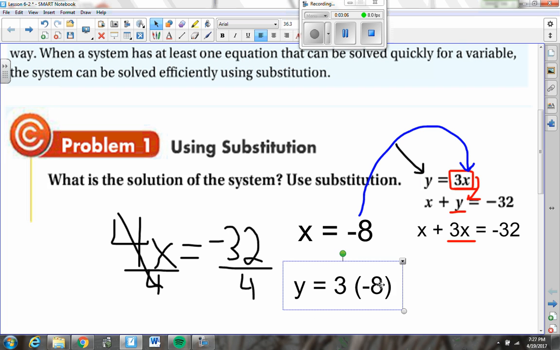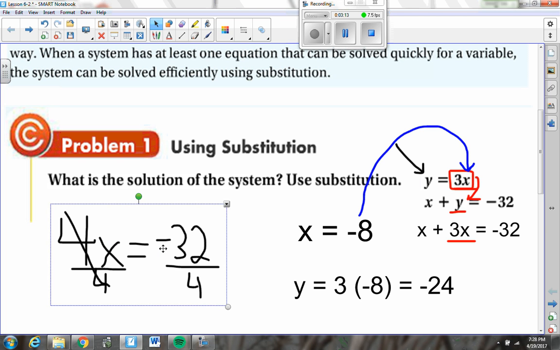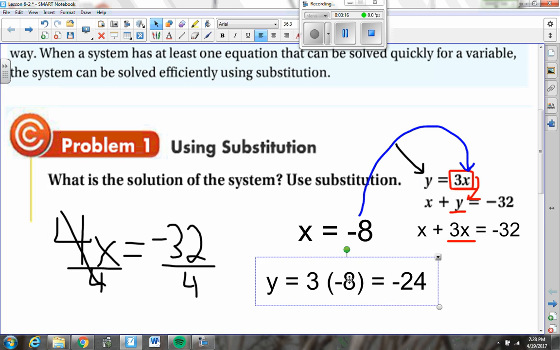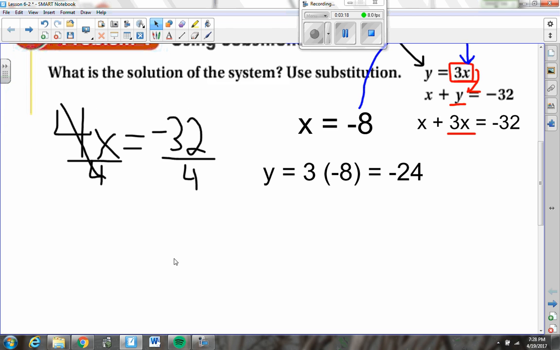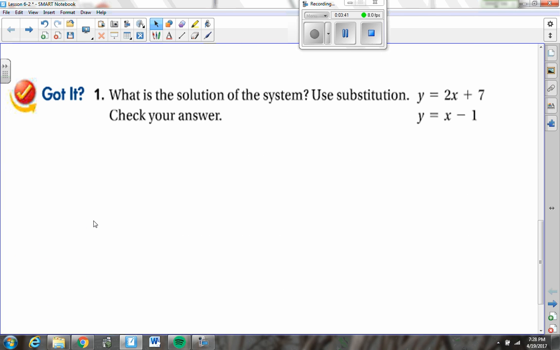So y is equal to 3 times negative 8, which of course equals negative 24. So now I have that x is equal to negative 8, and I have that y is equal to negative 24. So my final answer as a coordinate point is parentheses negative 8 comma negative 24. That is the solution to my system of equations. So once I substitute, I can solve an equation for x and then plug it back in and find my y. I have one I'd like you to try here.